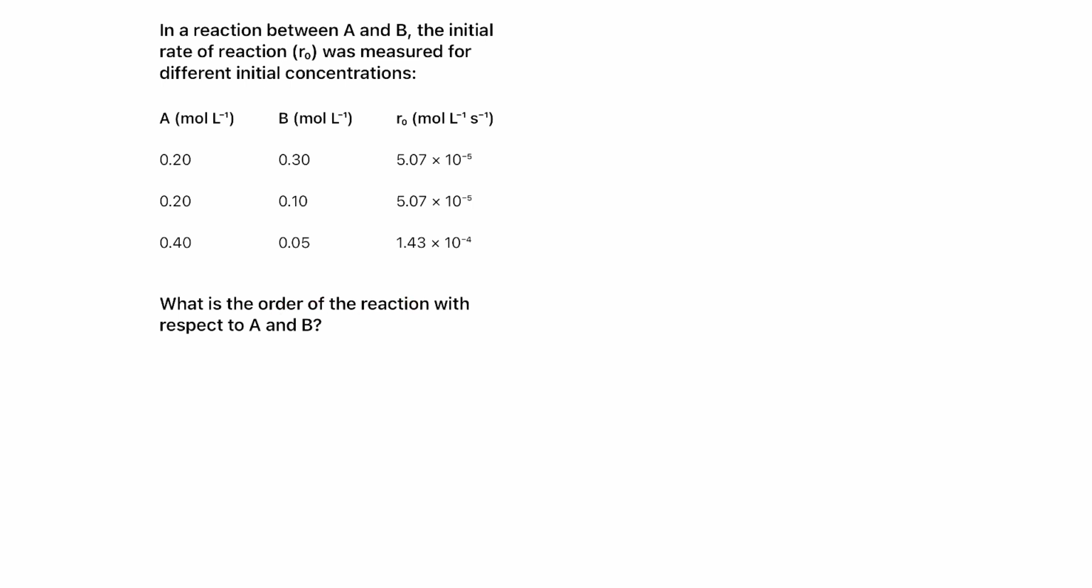Correct. What is the rate law equation? We know the rate law equation is R is equal to K, concentration of the first reactant, say A, raised to X. We don't know the order, right? Into concentration of B raised to Y. And our aim is to find X and Y. Clear?